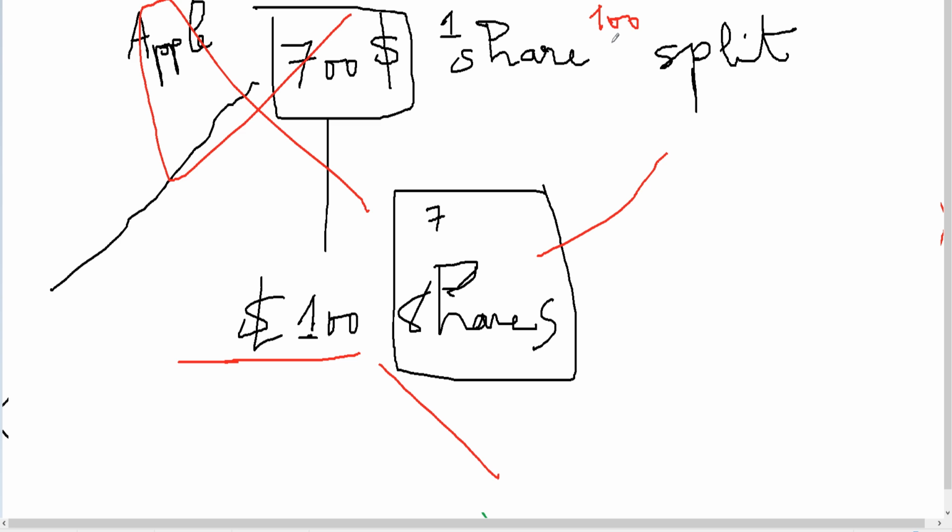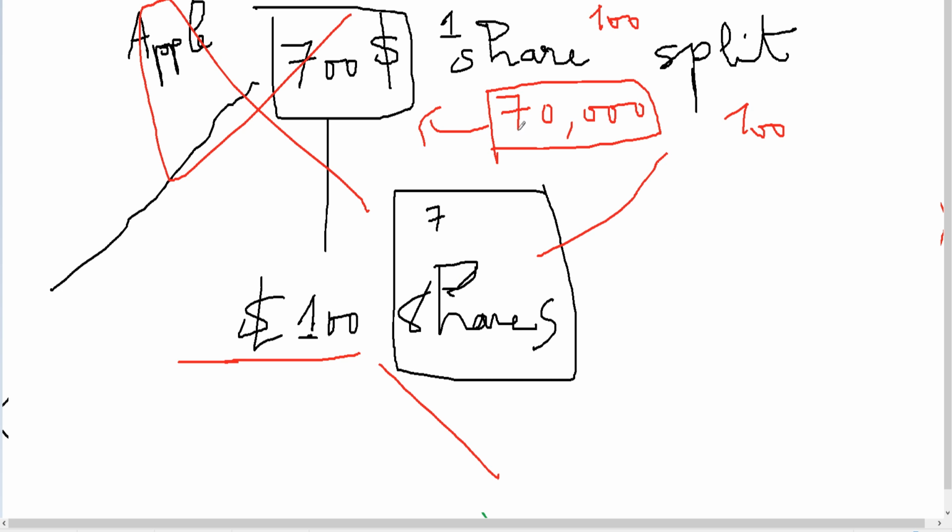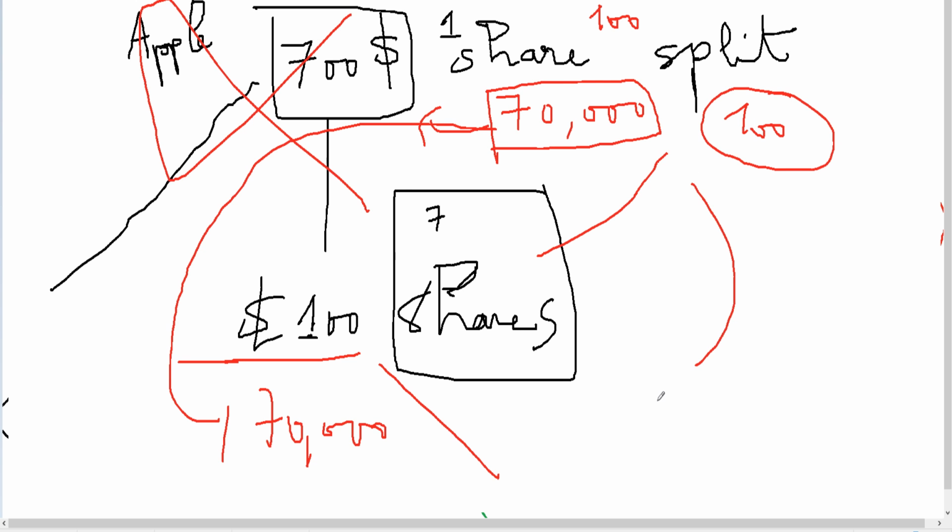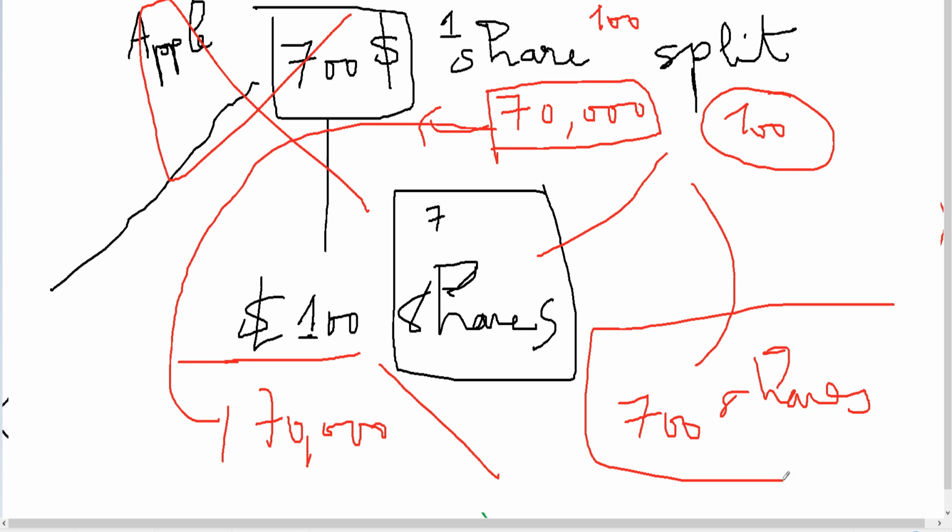So you spend $70,000. Now, this $70,000, which is 100 shares of $700, is in 100 shares. Now here, the $70,000 is the same. You have $70,000, the same money. The only difference is that instead of having 100 shares, now you will have 700 shares. That's it. It means you multiply 7 by 100 shares.